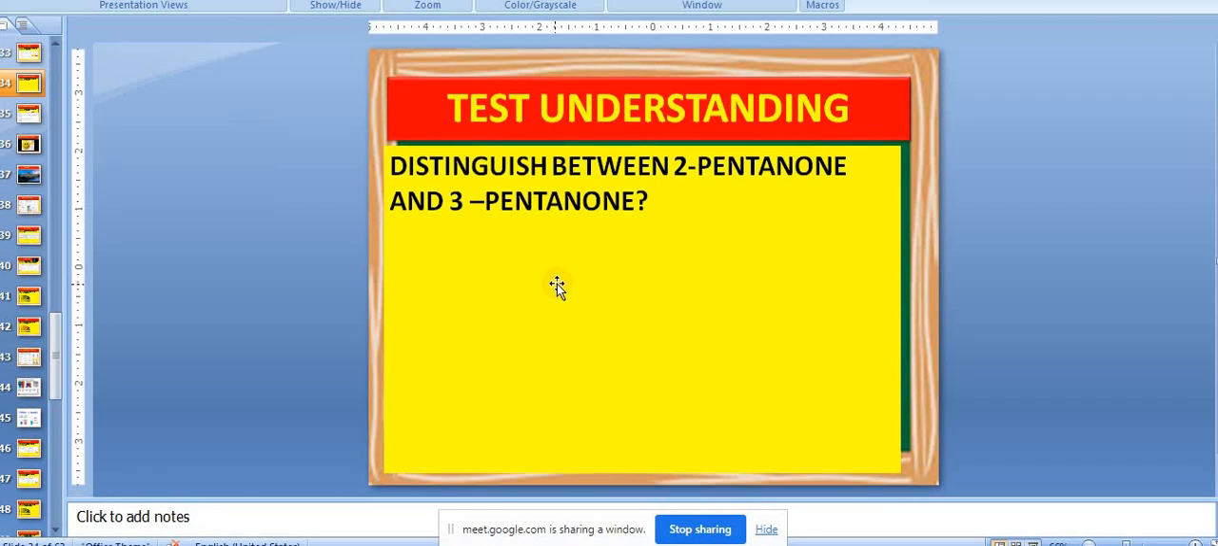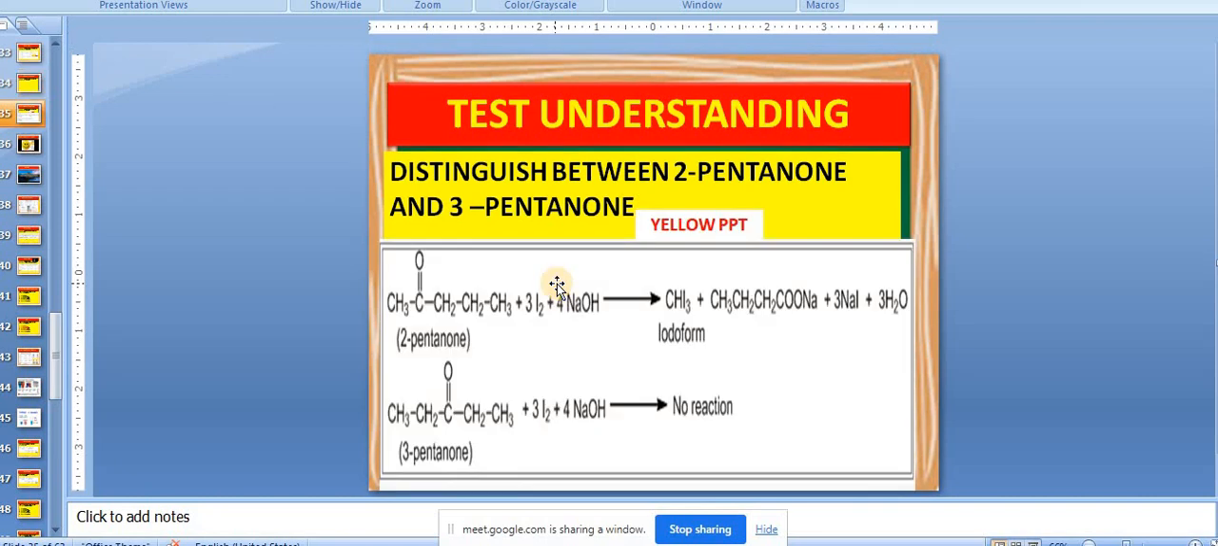Okay. So next part is in regard to 2-pentanone and 3-pentanone. In this you can see these are the reactions. So now it is clear, I feel. Shall we proceed further? We are having 10 minutes to go, 10-15 minutes.